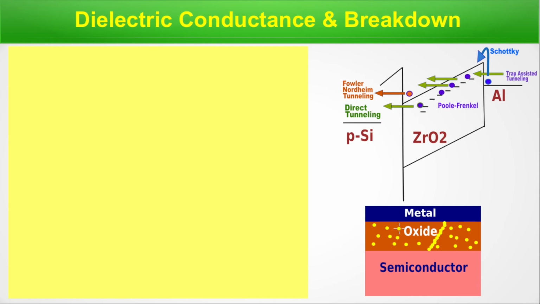So, what is actually the physics behind it? Let's try to understand, so we can understand the requirement of a good high-K dielectric. So, this is the metal oxide semiconductor structure. That is aluminum, that is metal here. Here, oxide.